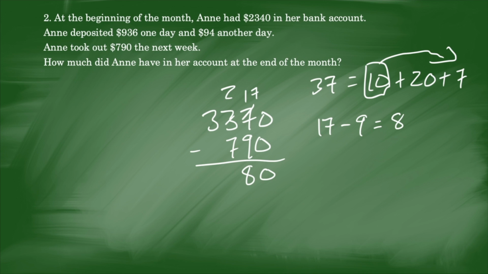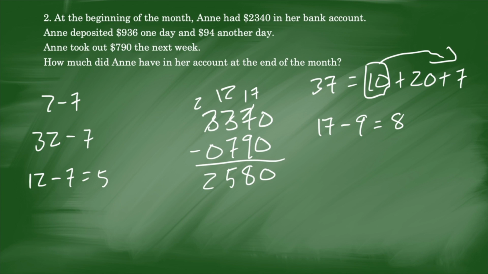We then repeat the process, having 2 minus 7, actually 32 minus 7. So let's just borrow one of the numbers rather than the whole 30, reducing this to a 20 and giving this a 10. So now we have 12 minus 7, which is 5. So we have a 5 now. And 2 minus 0, which is 2. So therefore, Anne has $2,580 in her bank at the end of the month.